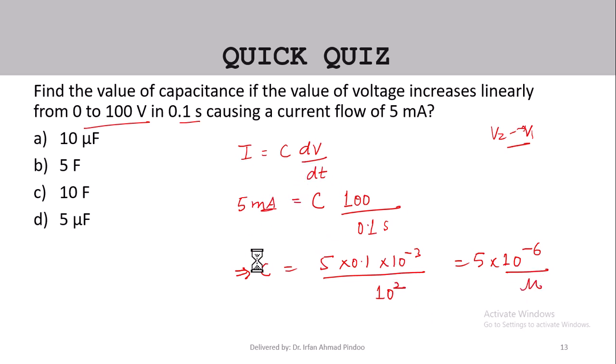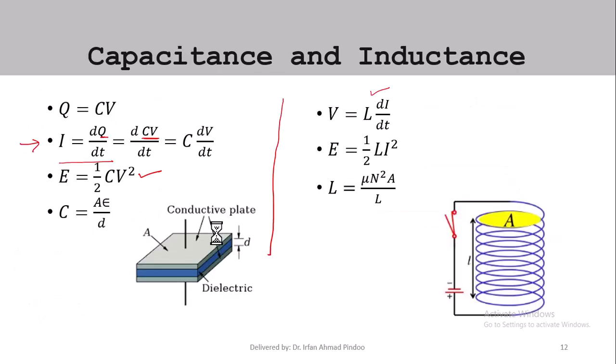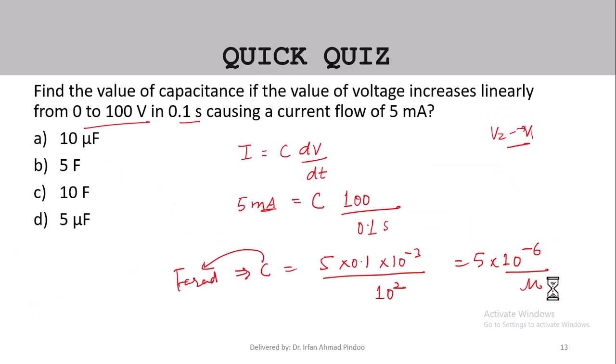And we have a capacitor. A capacitor has the SI unit of farad. Already this is given in our slide also. You can see the SI unit of capacitance is what? Farad. So the answer will be microfarad. It is 5 microfarad. So option number D is the correct choice.